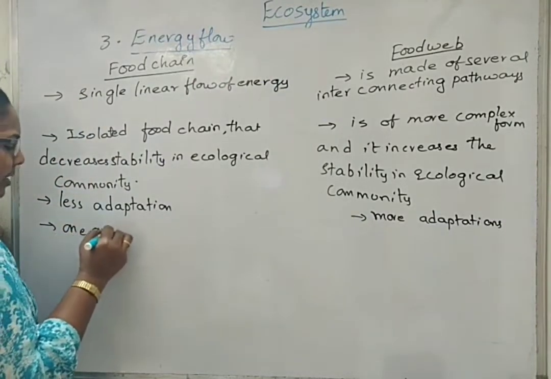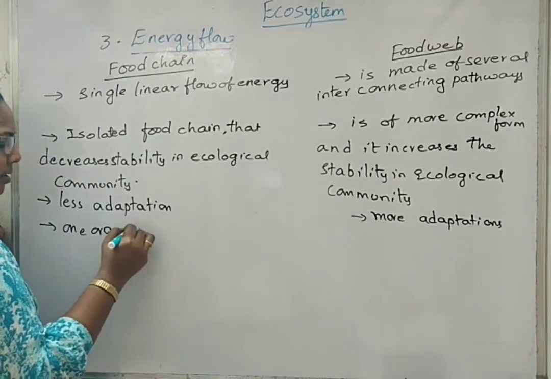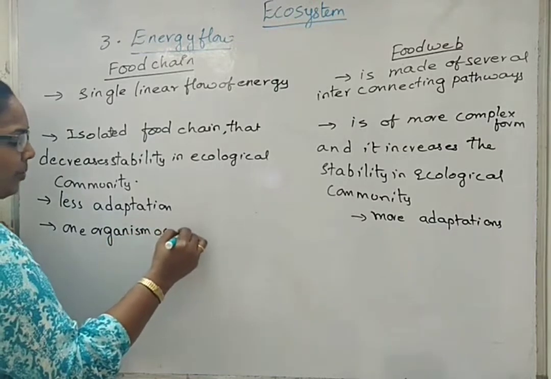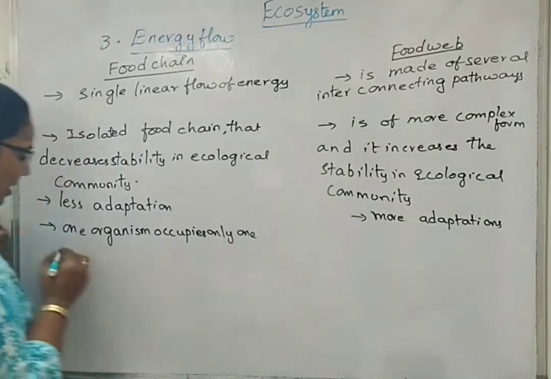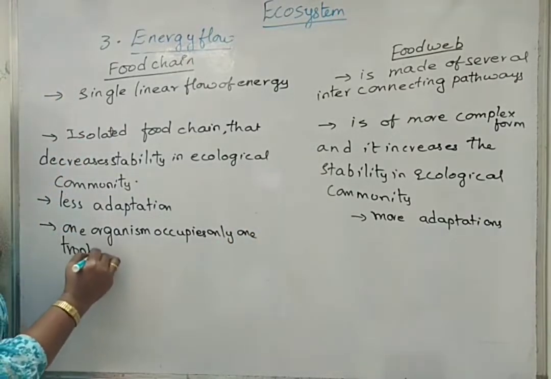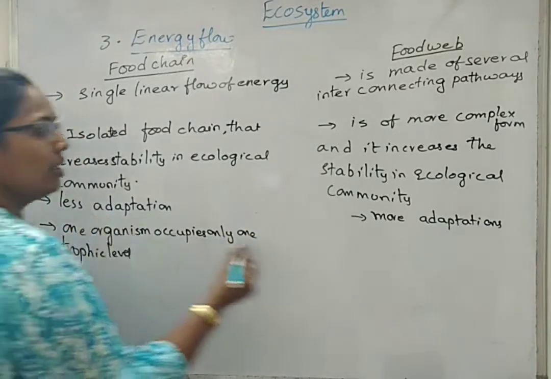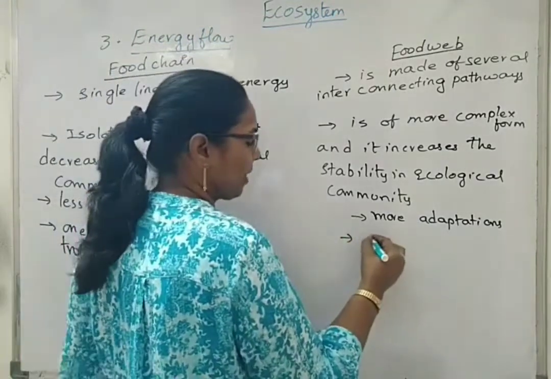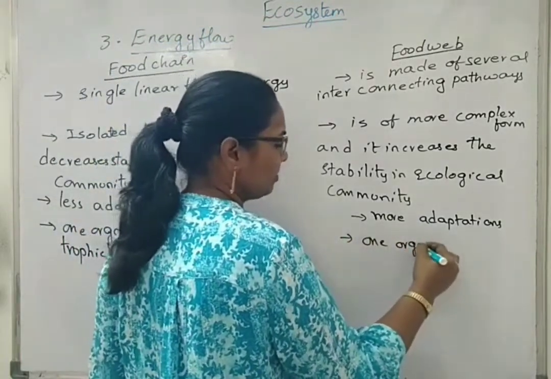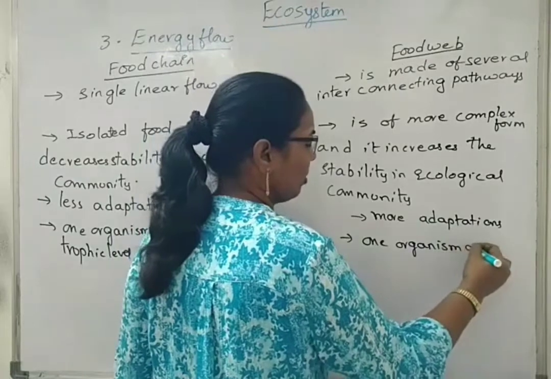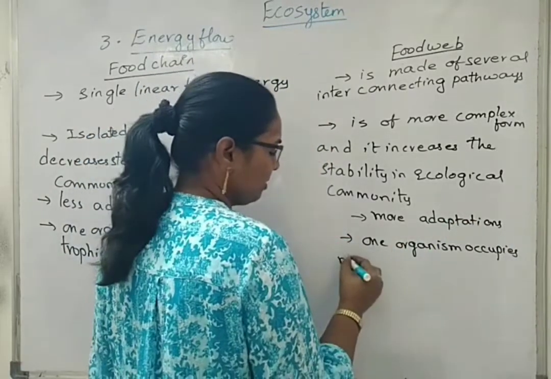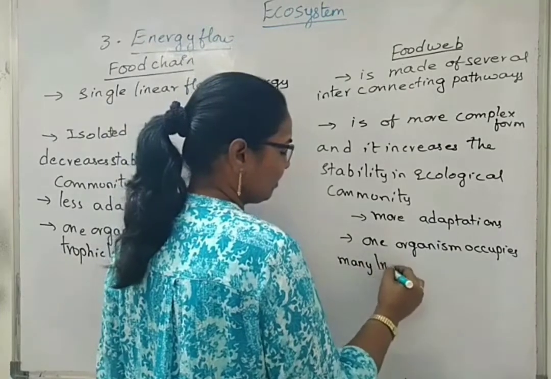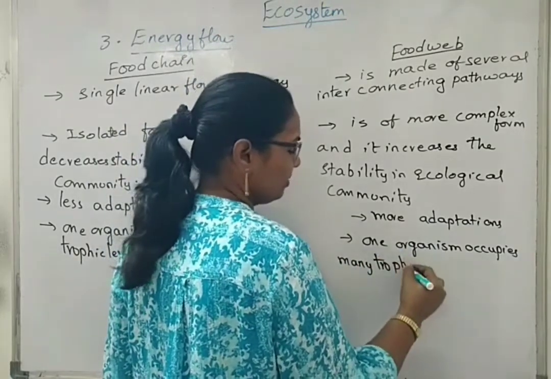One organism in a food chain occupies only one trophic level. In a food web, one organism occupies, and all this I will show you in diagrammatic form, many trophic levels, or more than one trophic level.